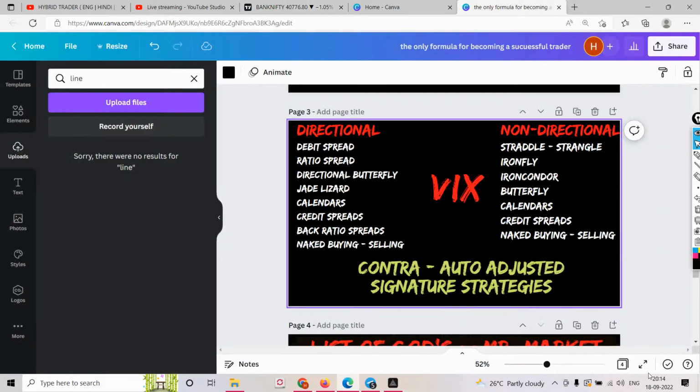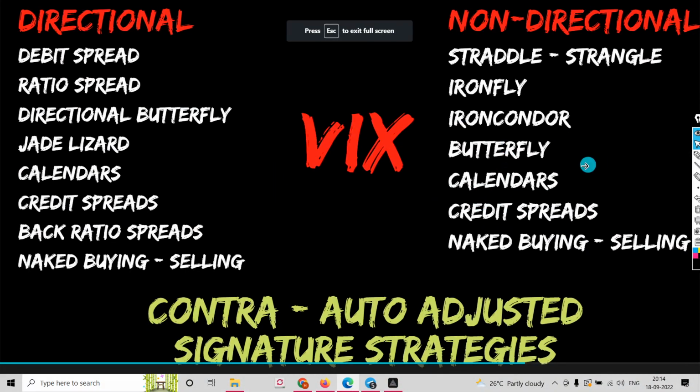Again, I'm telling you, friends, I'm just creating this slide for you. You can take a screenshot. These are all the directional trades. These are all the non-directional trades. I cannot show you all of this. Do not ignore the wicks. And these are called your contra, auto-adjusted, or signature strategies.